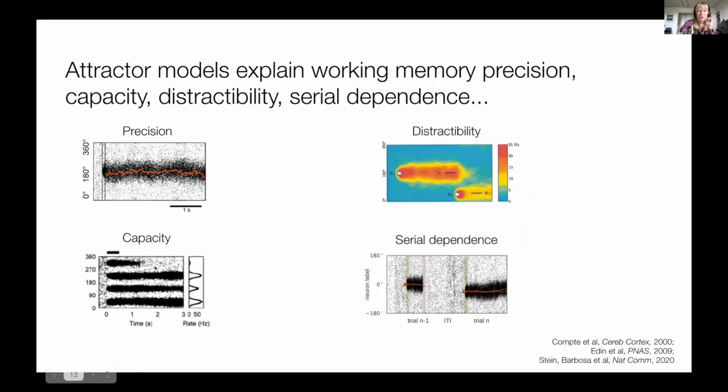I'm not going into detail about this, but these models have also been used to explain distractibility through other stimuli, but also limits in capacity. And as we have recently shown, they can also explain serial dependence between adjacent trials.